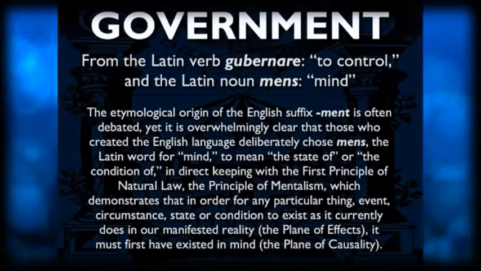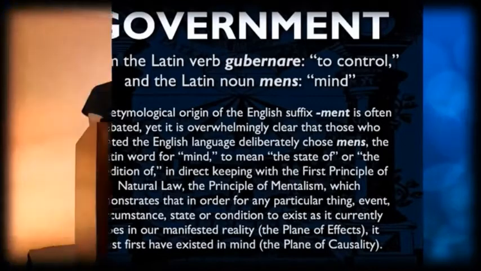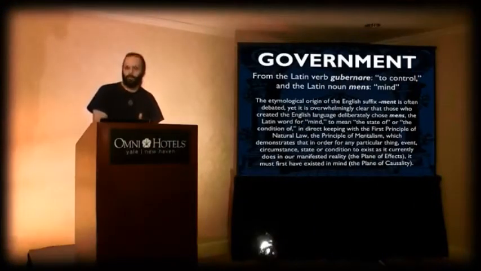And this was done in direct keeping with the first principle of natural law, as we've already discussed, the principle of mentalism, which demonstrates that in order for any particular thing, event, or circumstance, any state or condition to exist in manifested reality, as it currently does, which is known as the plane of effects, it must have first existed in the plane of causality or the mental realm, the mind. Okay? We've already looked at that principle of natural law.